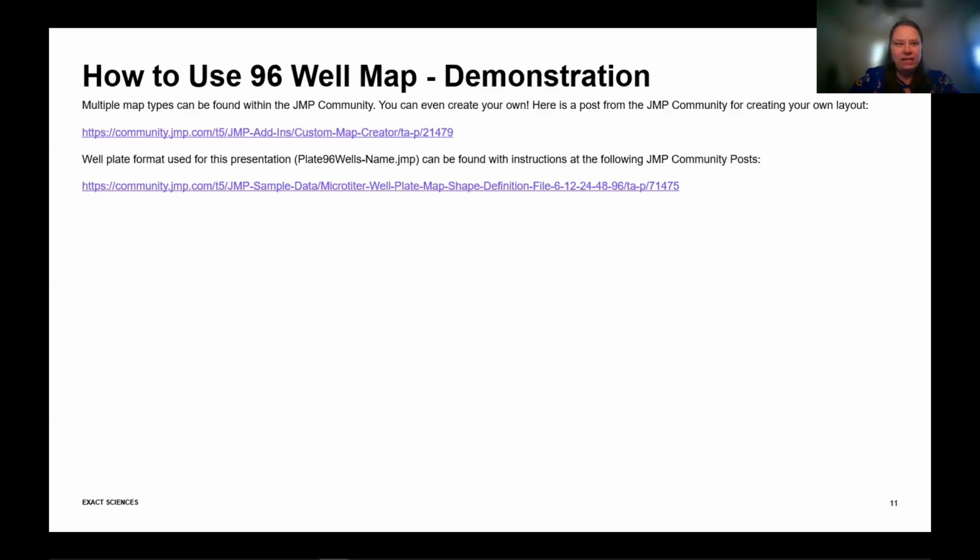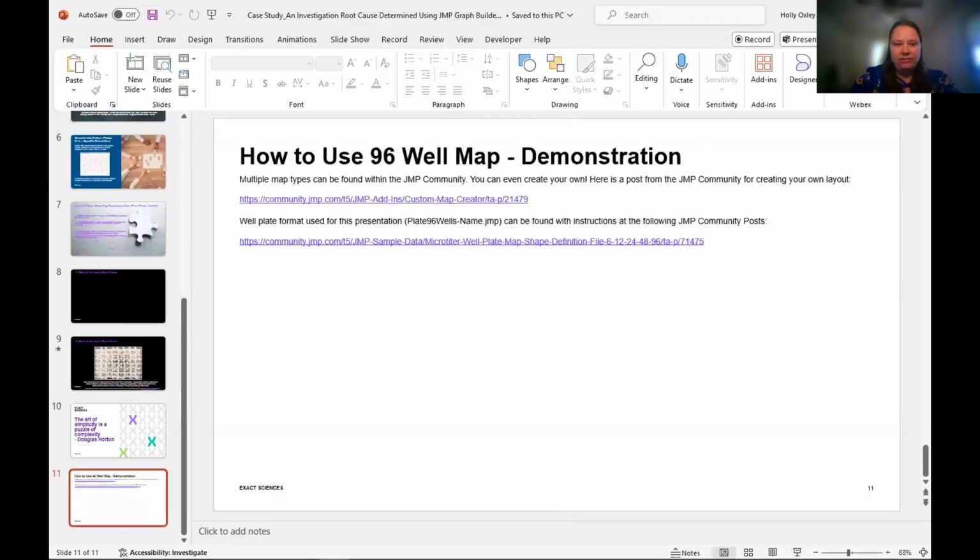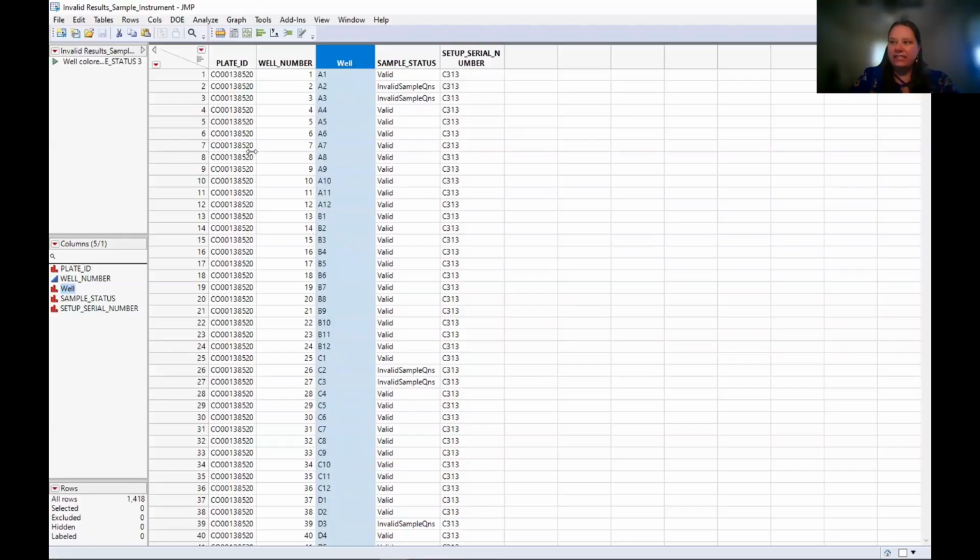So that ends my slideshow. Let me quickly grab the stuff for the actual demonstration, so how I used this when I was actually performing this analysis. This is an example data set of what I have used to do this determination with the map.